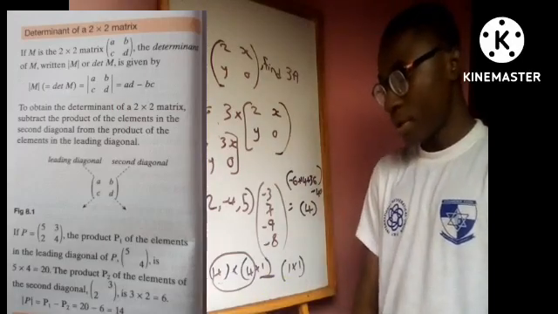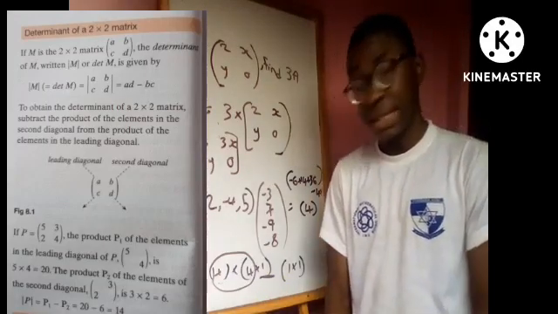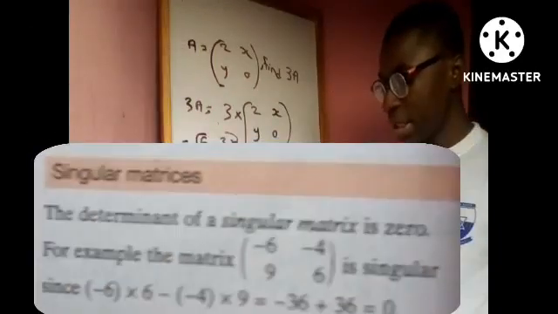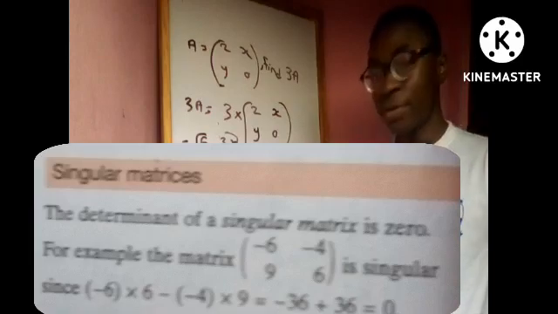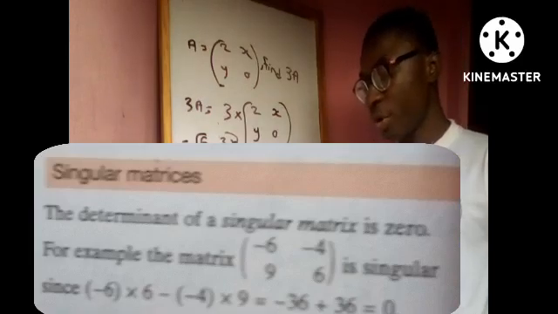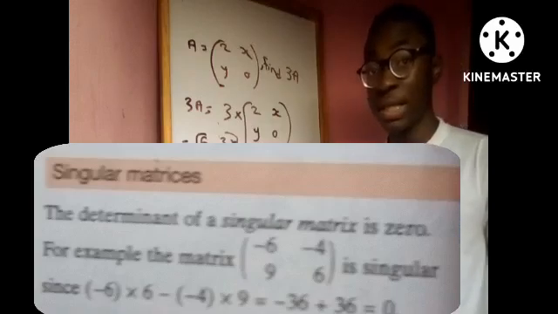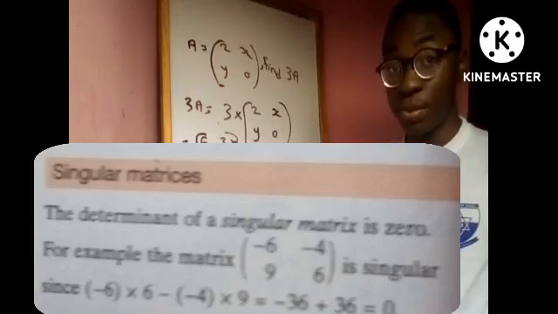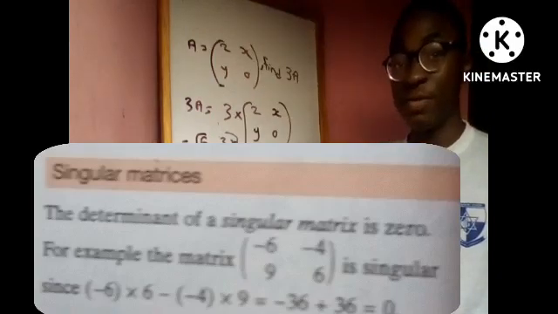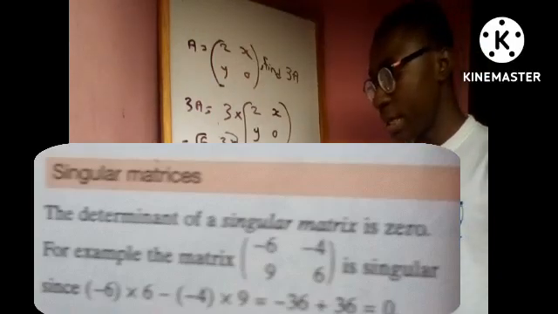Now let's talk about the next one, the singular matrix. The determinant of a singular matrix is 0. For example, a matrix is singular because when you look for the determinant, subtracting the product of the second diagonal from the product of the leading diagonal gives you 0. So anytime the determinant of a matrix is 0, it's called a singular matrix.